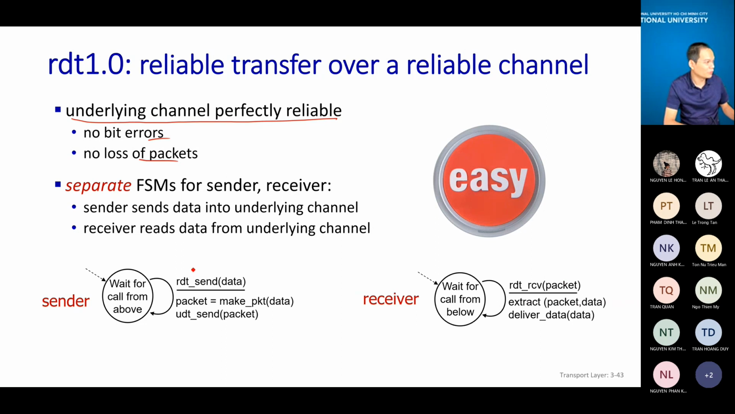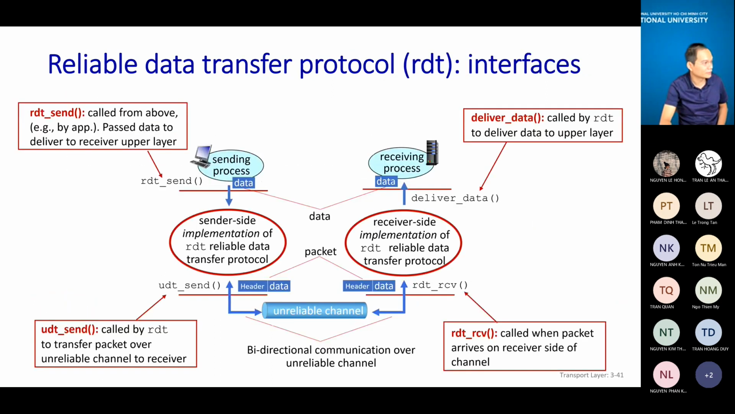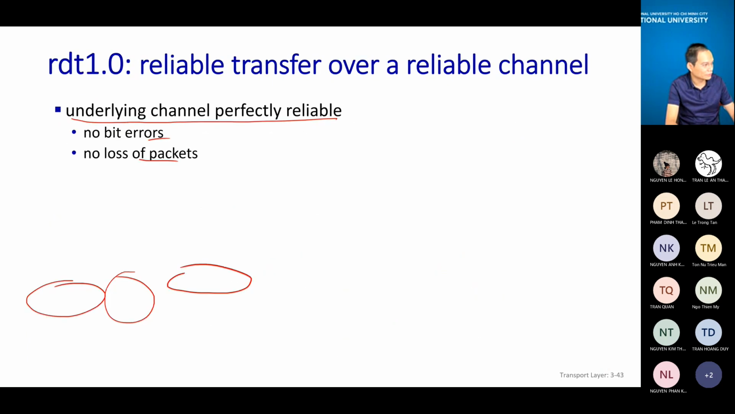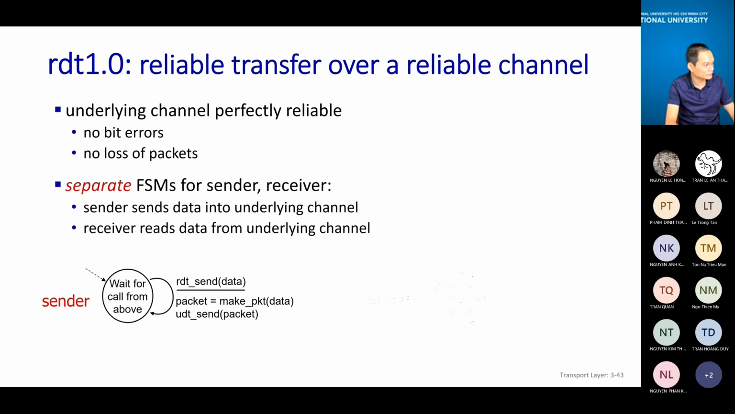On the sender side, we wait for a call from above, a send-reliable-data call. Upon receiving the rdt_send data event, we have a state here. And when we receive this event, rdt_send, what is the action?